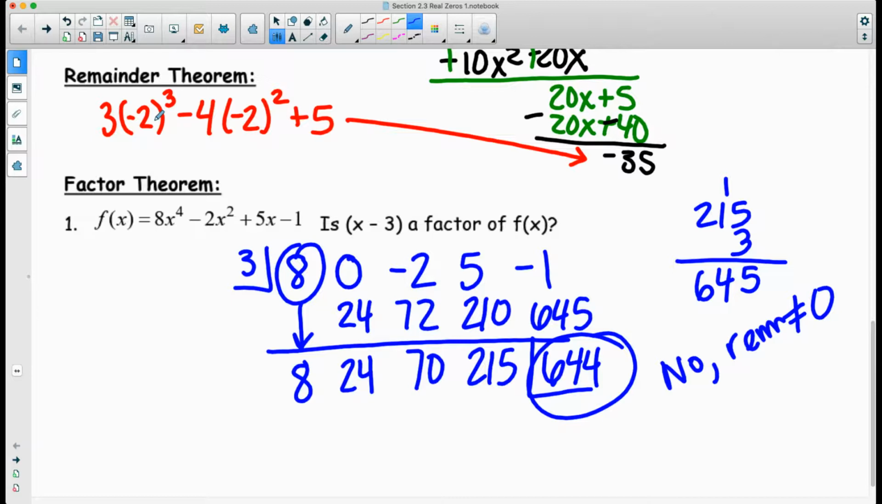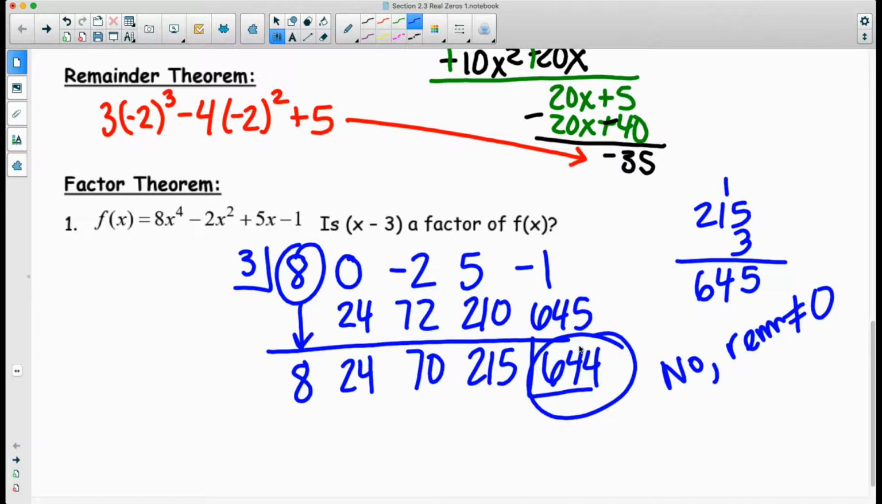If you just plug it in, I would ask that you put by the remainder theorem because again, that's showing that that is what that is. But if you do synthetic, then you could say, well, the remainder's not 0, therefore, okay.